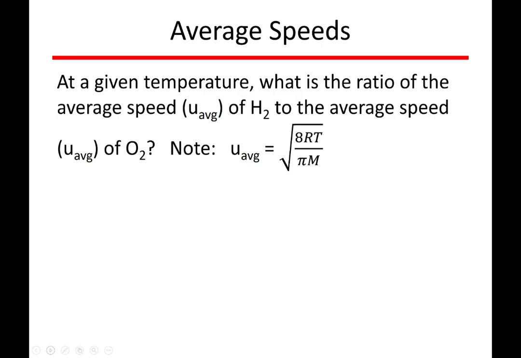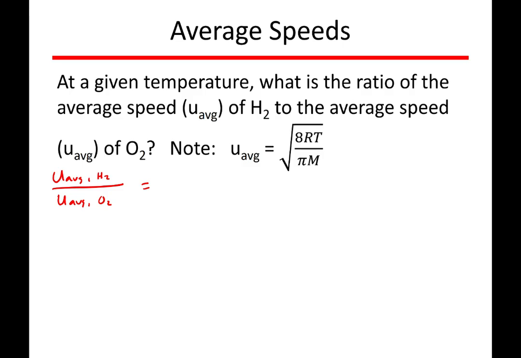And you've heard me mention before the importance of writing a mathematical expression, turning the words that the problem gives you into an equation of some sort. So if you're looking for a ratio, let's write out what that ratio or fraction is going to look like. We want the ratio of the U average for H2 to the U average for O2. So take the U average for the H2 and divide by the U average for the O2.